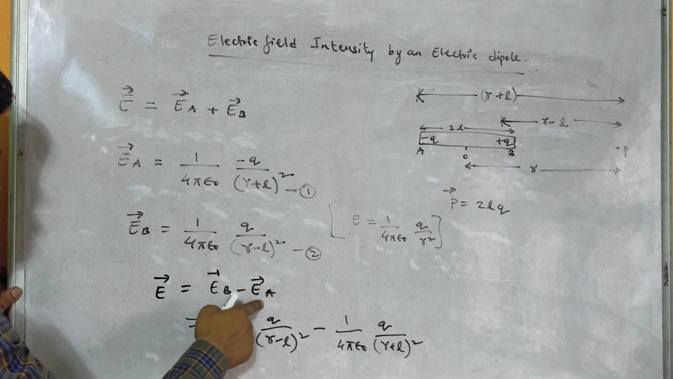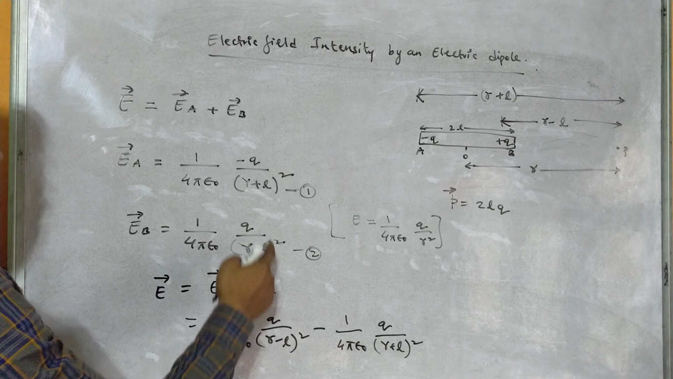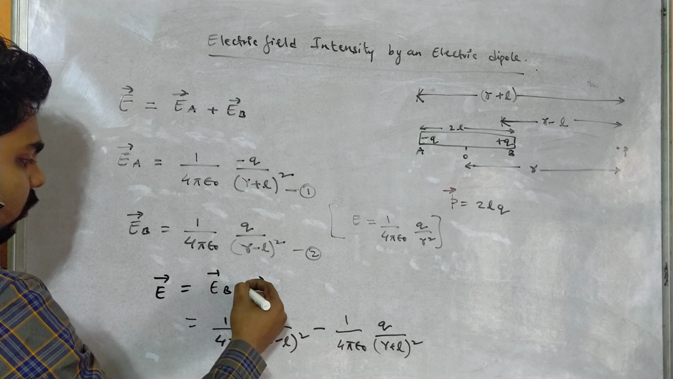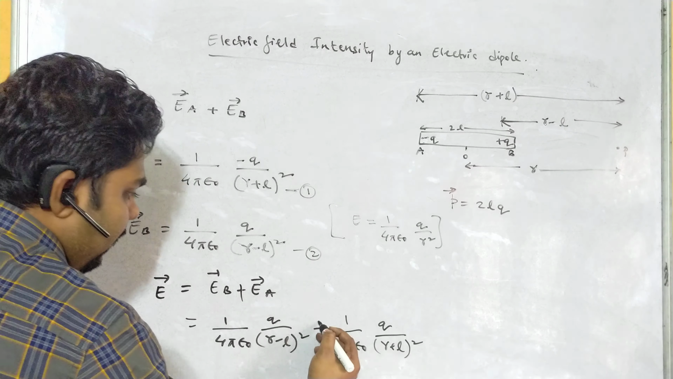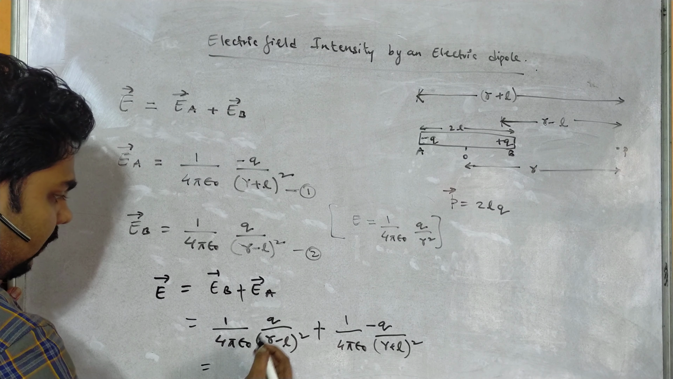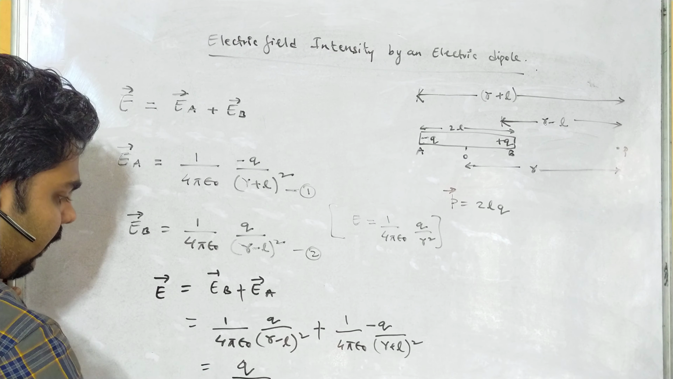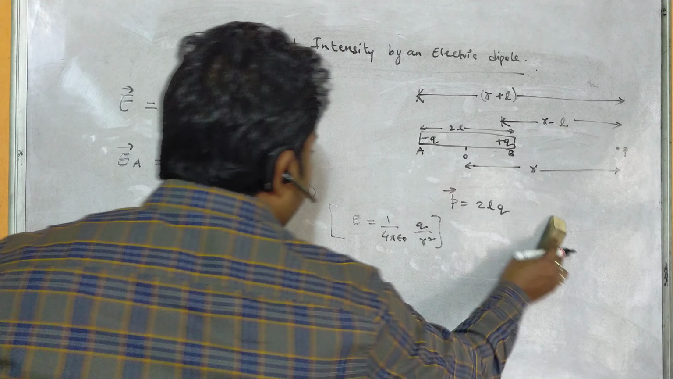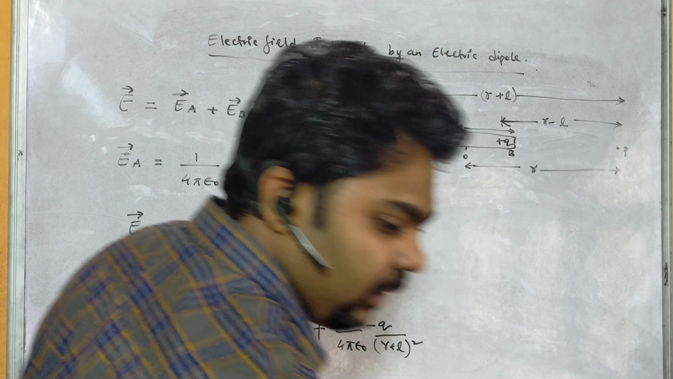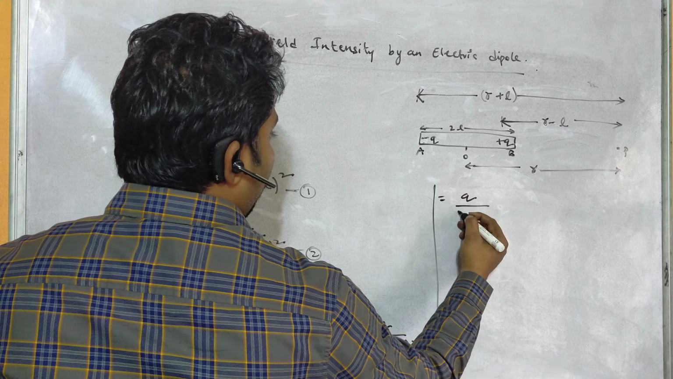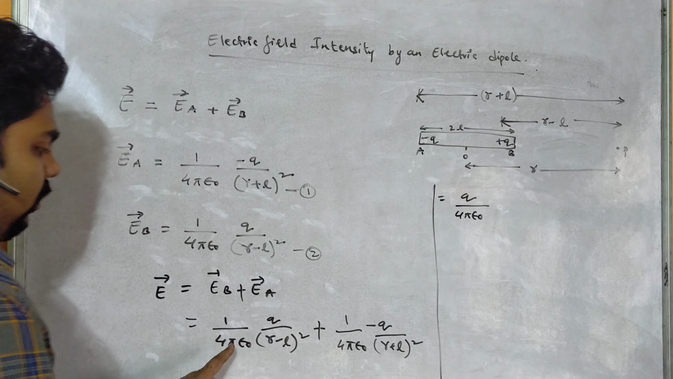Do note here EA is this one, but this negative sign I have already taken here. So if I consider EB plus EA, then here it is plus minus minus. So Q by 4 pi epsilon naught can be taken common from both the terms.